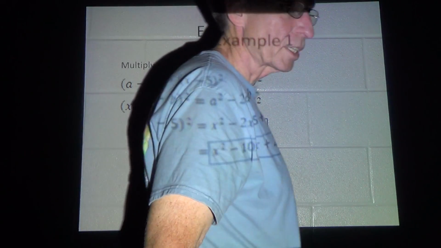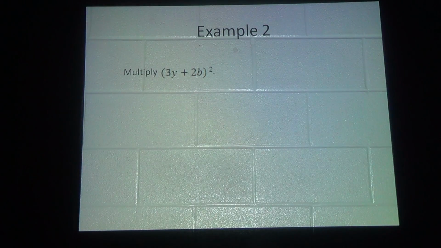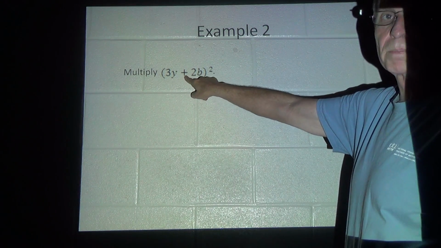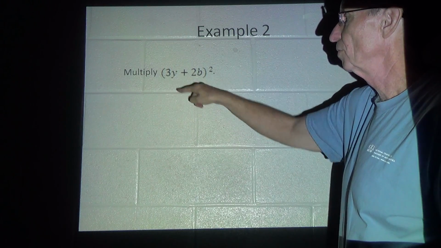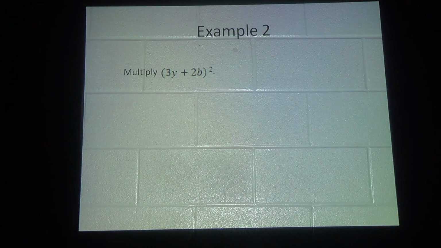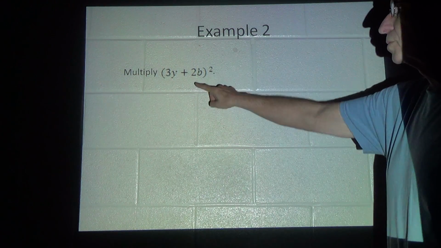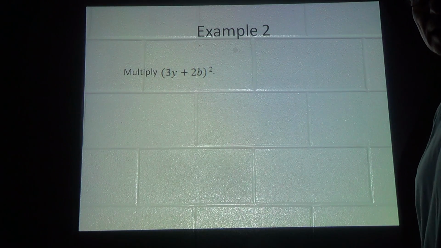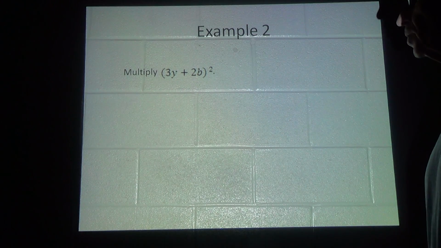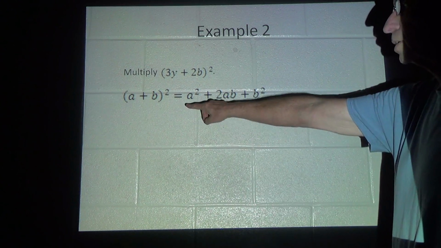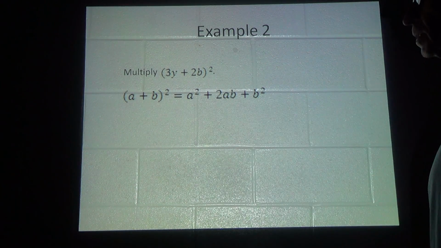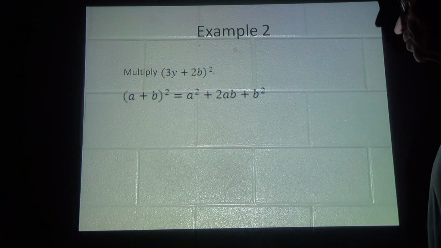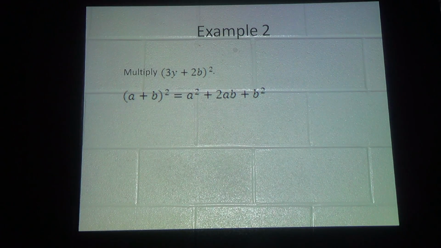Alright, let's move on to example 2. Example 2 is somewhat similar to this, only this time instead of the difference of two numbers, we have the plus, and we also have some coefficients involved here, but it works the same way. So we now have the quantity 3y plus 2b, and all of that is squared. So when we do that, we go back to our template, which says that (a plus b) squared is equal to a squared plus 2ab plus b squared.